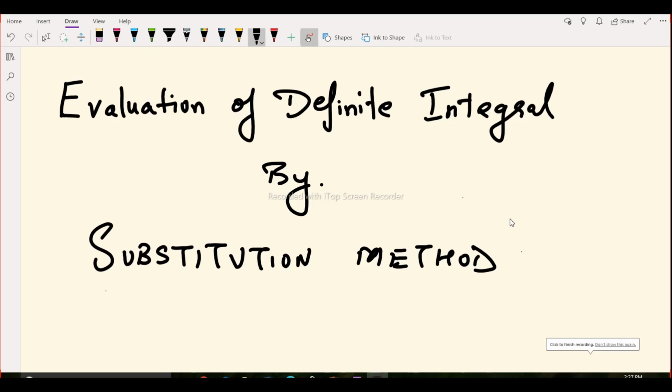Let's start off with the substitution method of definite integration. We have already used the substitution method in indefinite integration, and let's see what the changes are when we use this method in definite integration. So let's start off with the first question.